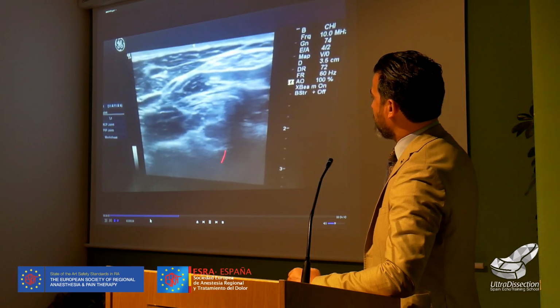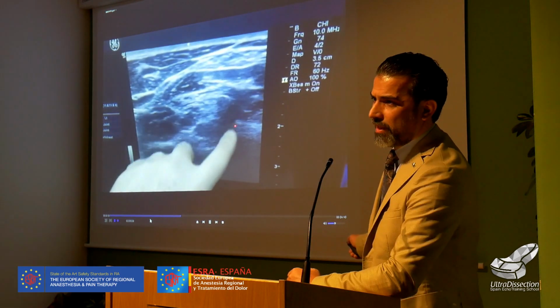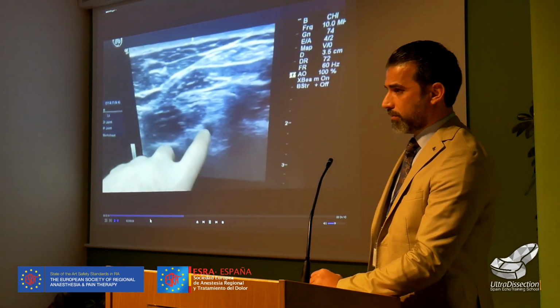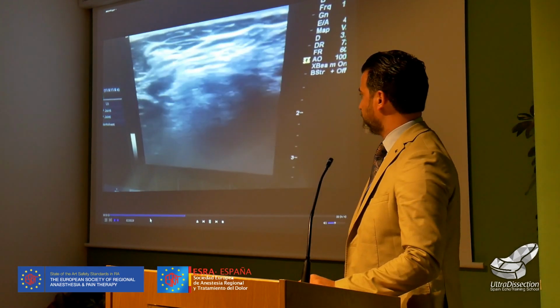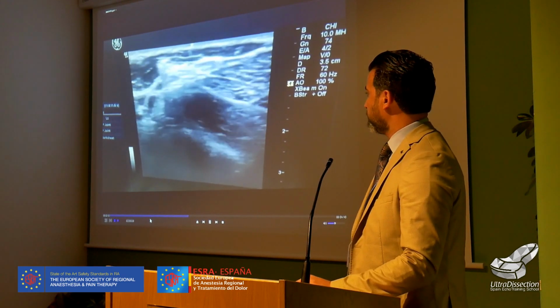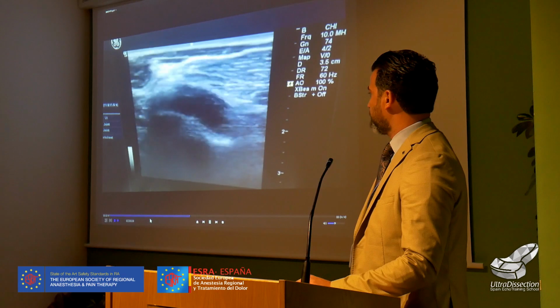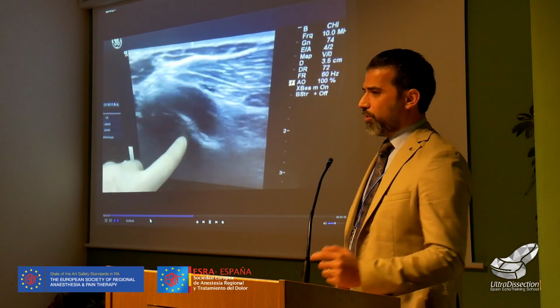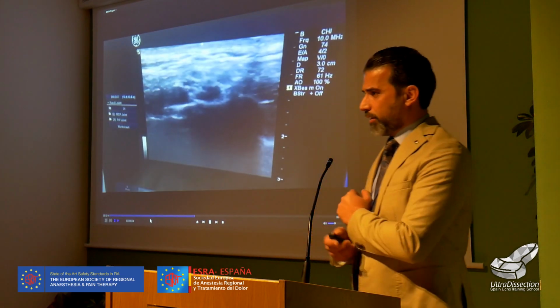And here you can go finally to C2. In the C2 you can see the vertebral artery. And this is the exiting foramen, and here the vertebral artery is very clear. And here, this is C1. C1 has no roots. You can see just the bone.